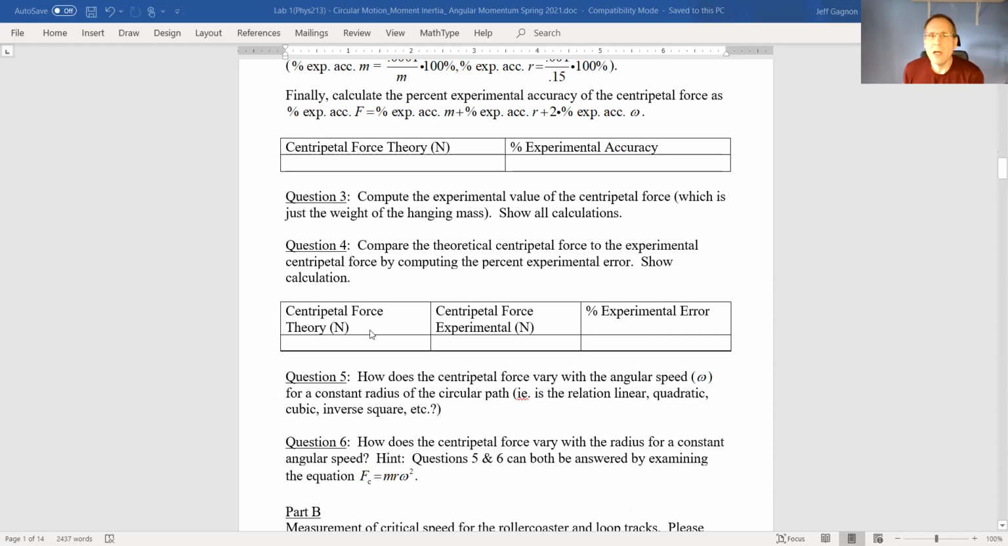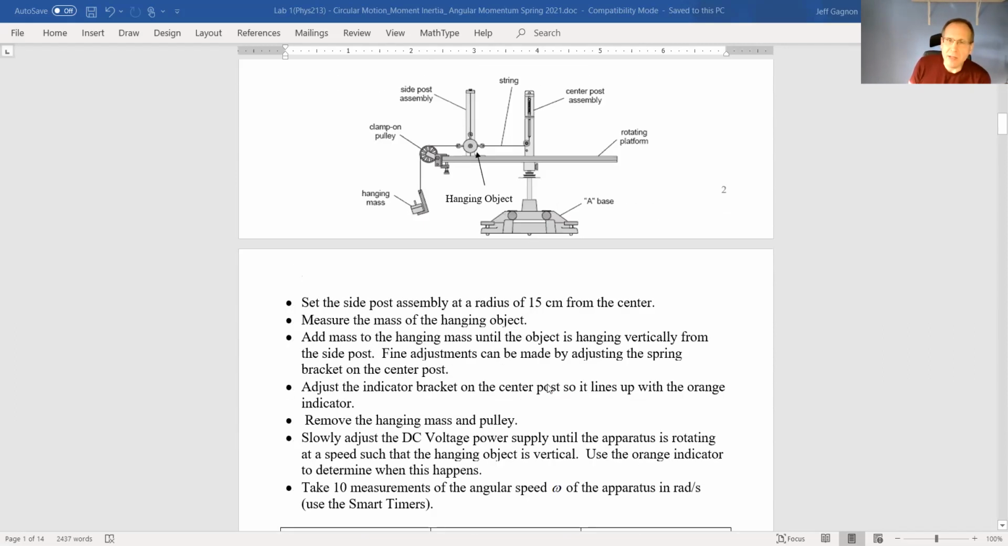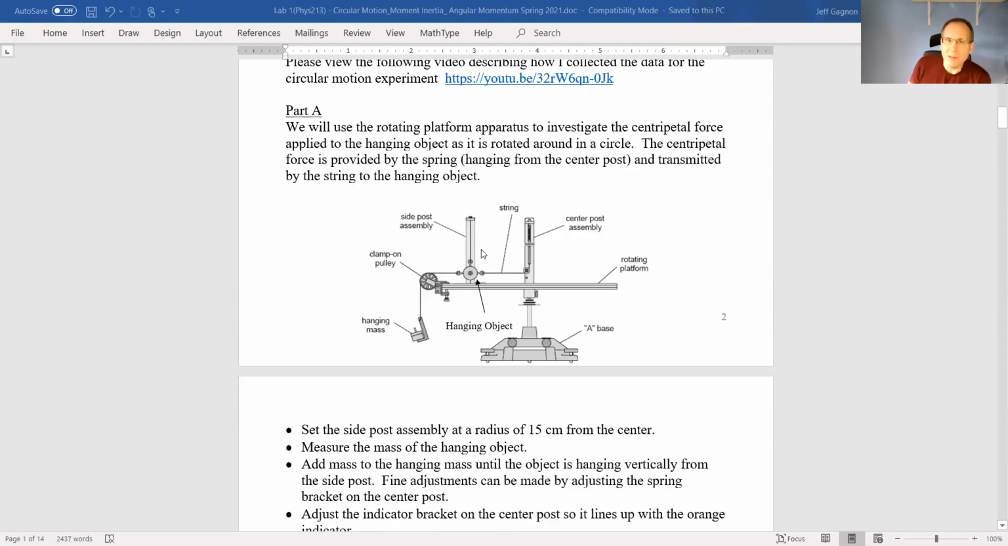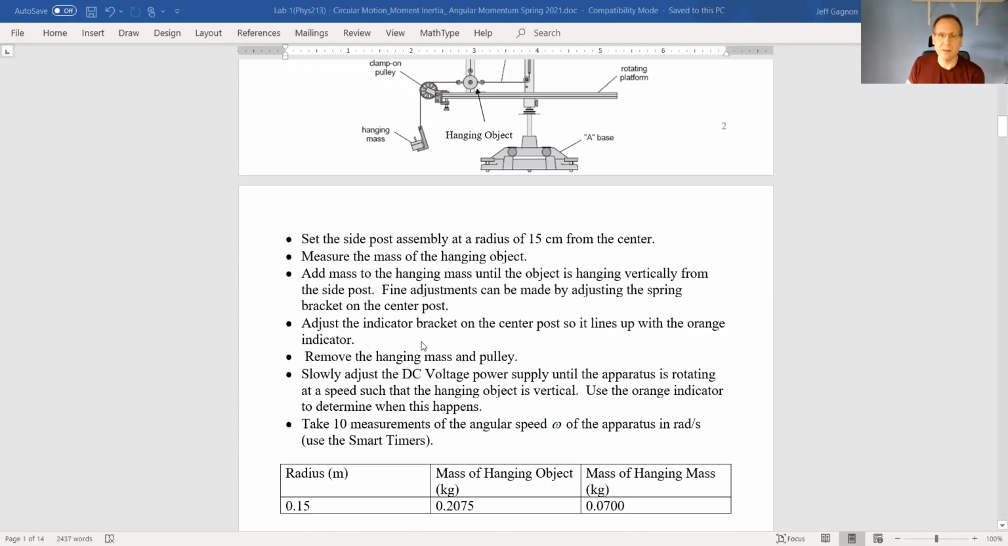Okay, question 3. Compute the experimental value of the centripetal force. But that's just the weight of the hanging mass. And you have to be careful with the terminology, right? Hanging object is the one that's being spun around. Hanging mass is like the blue mass set that you hung so that this balanced earlier. So if you compute the weight, we know the mass. If you multiply by 9.8, that'll be the weight of the hanging mass. That's going to be your experimental centripetal force.